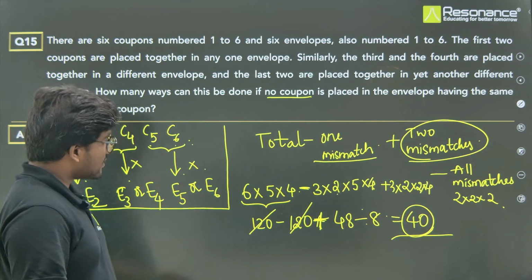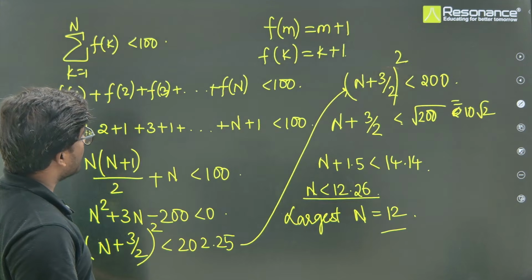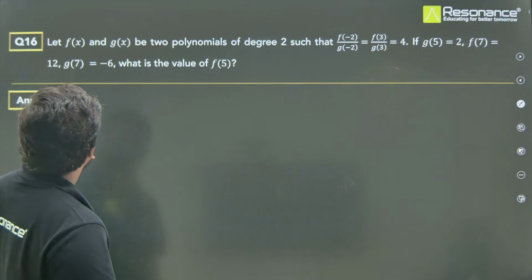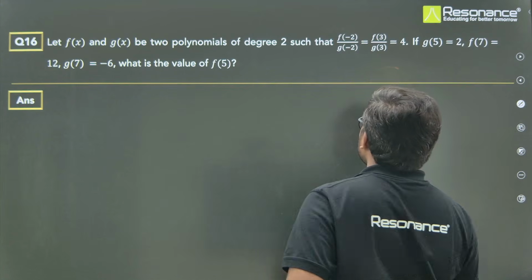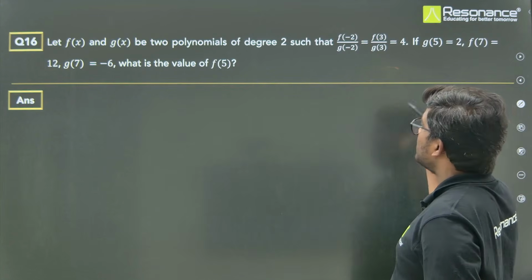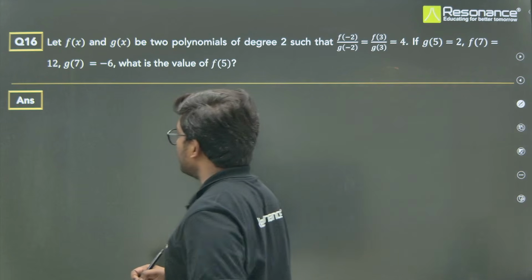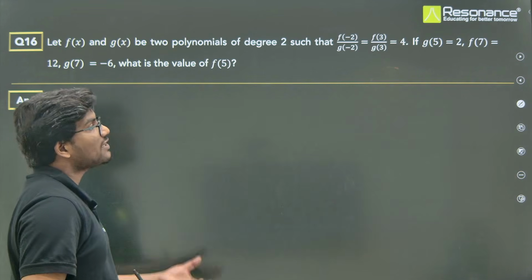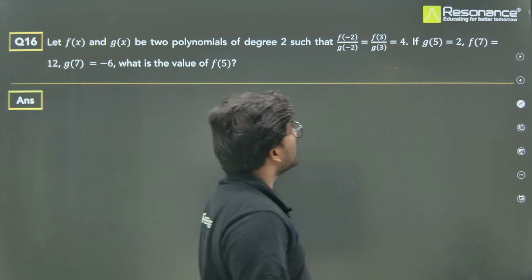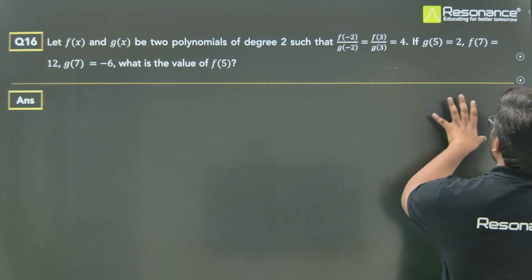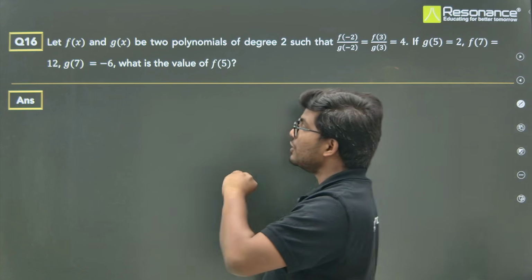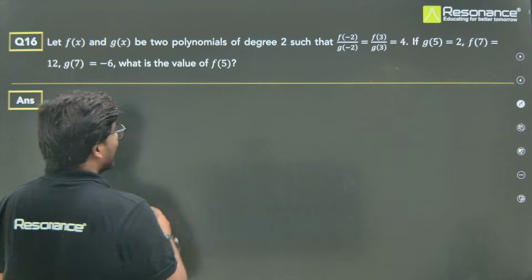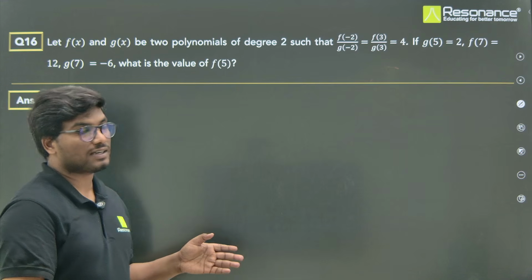Yes, so let's move to the next question. Let f(x) and g(x) be 2 polynomials of degree 2 such that f(-2)/g(-2) is f(3)/g(3), which is 4. They gave us the values g(5) is 2, f(7) is 12, g(7) is -6, and they're asking the value of f(5) in return.